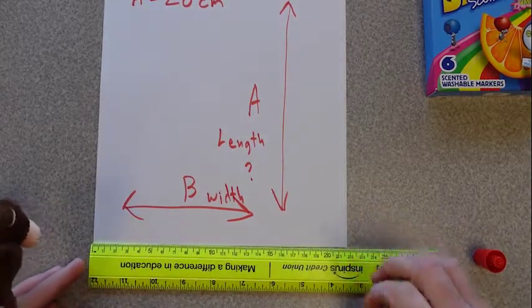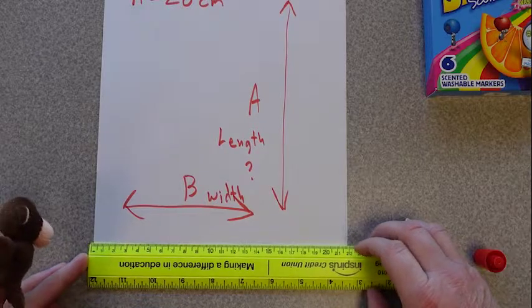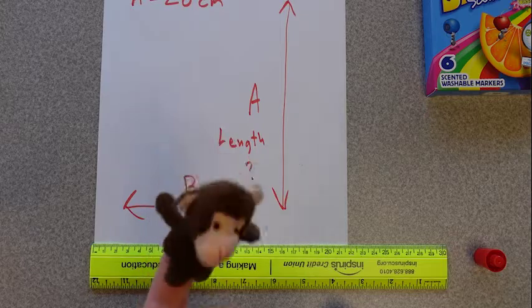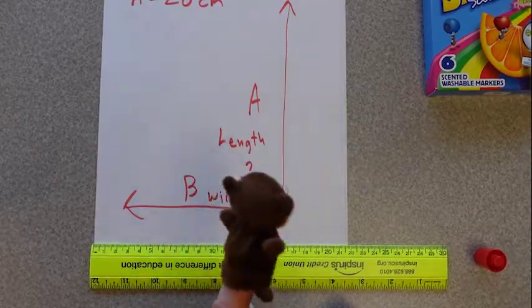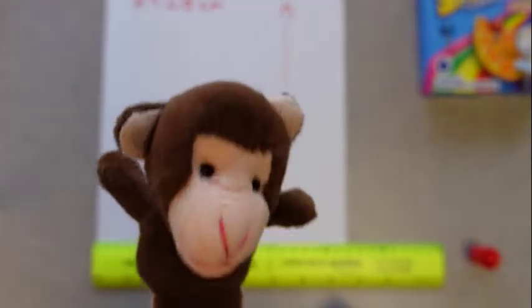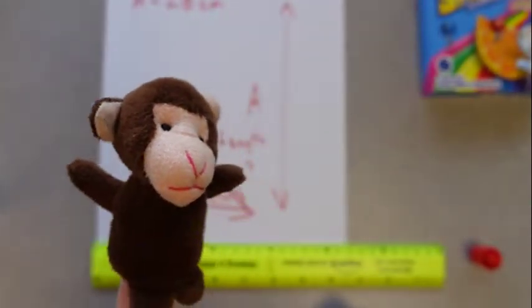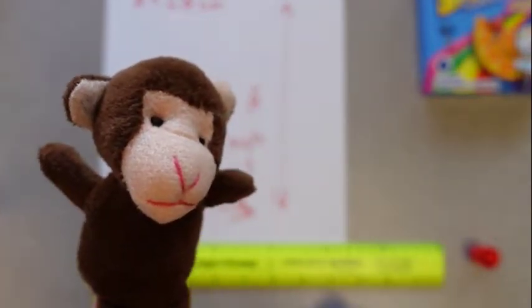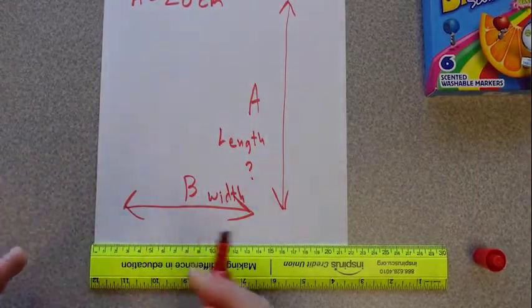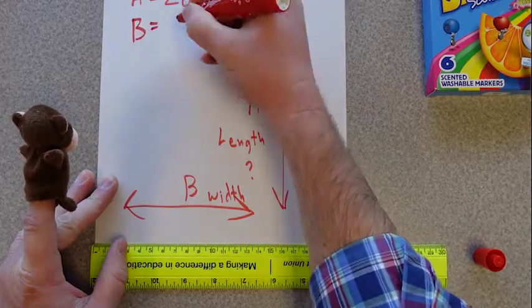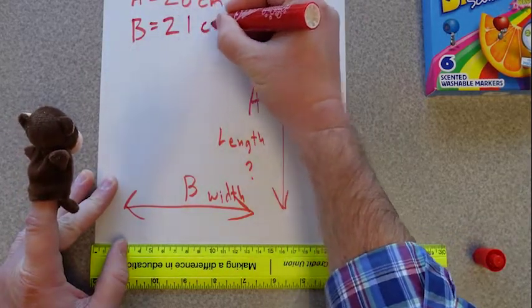Alrighty, so our ruler is lined up here. What do you think, Mr. Monkey? Yeah, Mr. Corcoran, I think it is 21 and 1/2 centimeters, plus or minus a 1/16 of a centimeter. I don't know what you're talking about, Mr. Monkey. It's 21 centimeters. All right, 21 centimeters it is. So B, the width, is 21 centimeters.